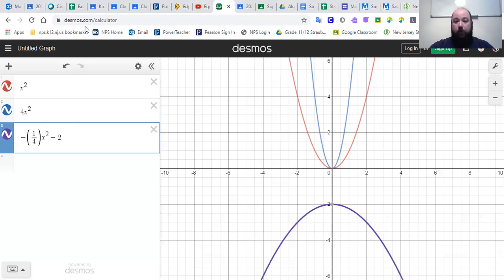So I'm going to go ahead and stop sharing the screen now, and I hope that you were able to pick up some tips on how to effectively graph transformations and what the transformations are.